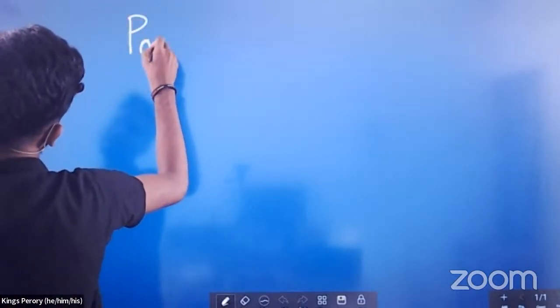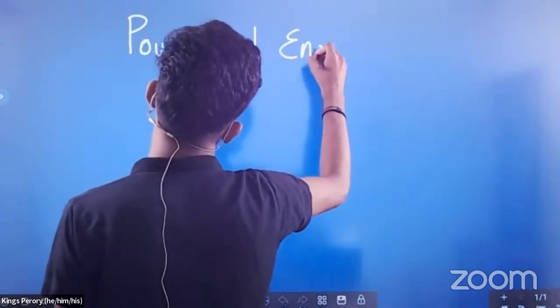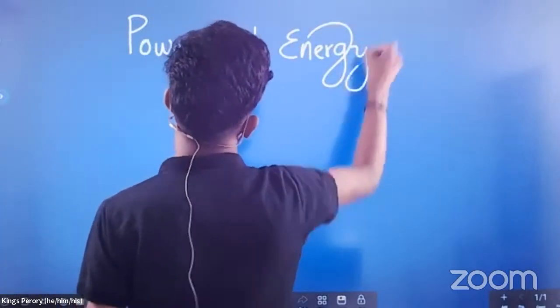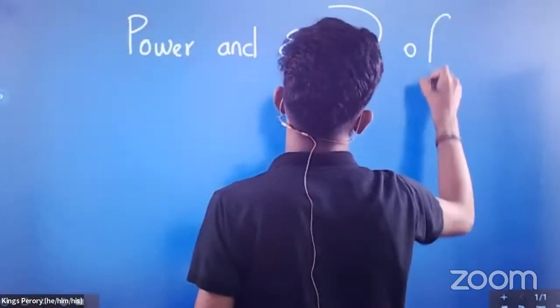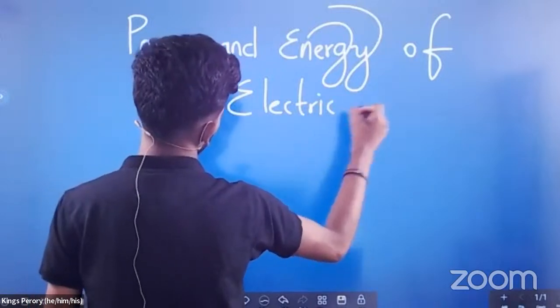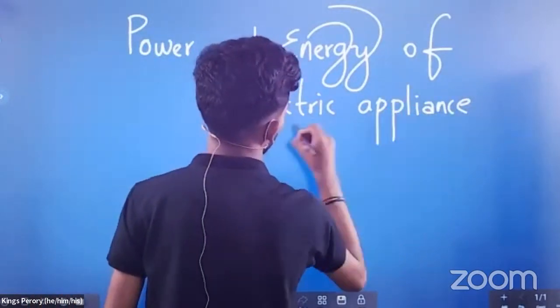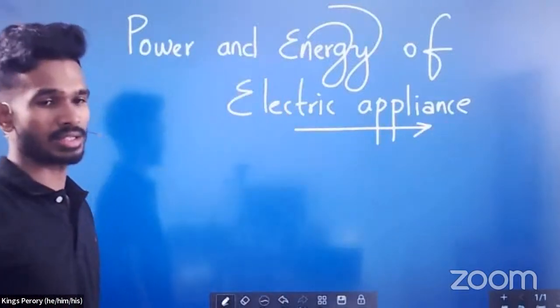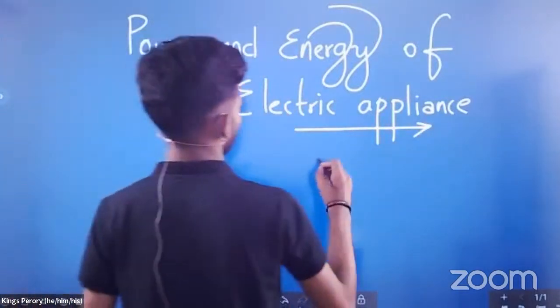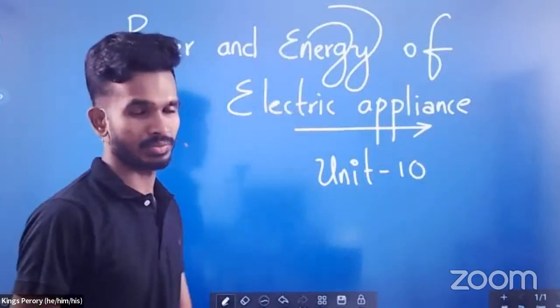Lesson for grade 11s: power and energy of electric appliances. Unit number 10. Power and energy of electric appliances, unit 10.